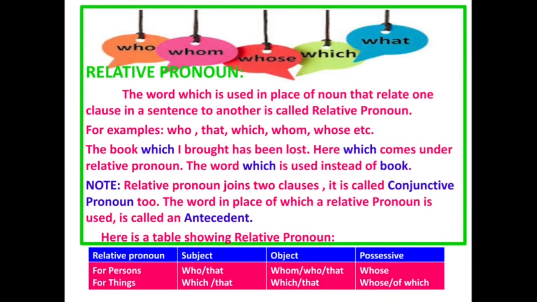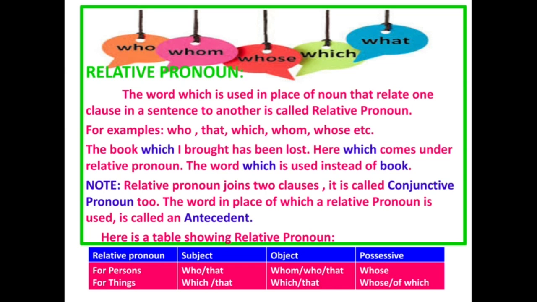Relative pronoun. The word which is used in place of a noun that relates one clause in a sentence to another is called relative pronoun. For example, who, that, which, whom, whose, etc. The book which I brought has been lost. Here, which comes under relative pronoun. The word which is used instead of book.